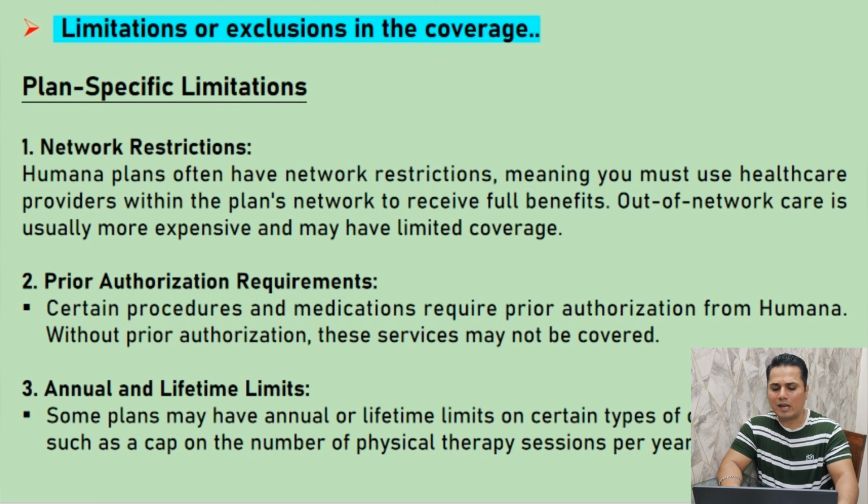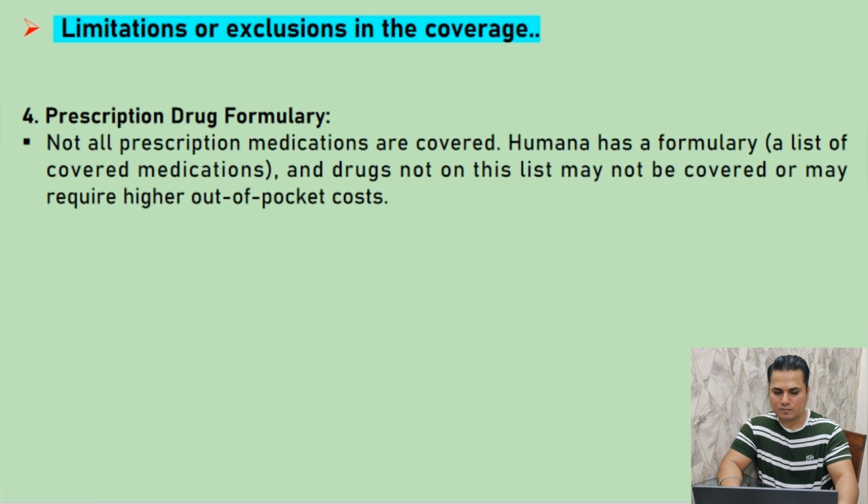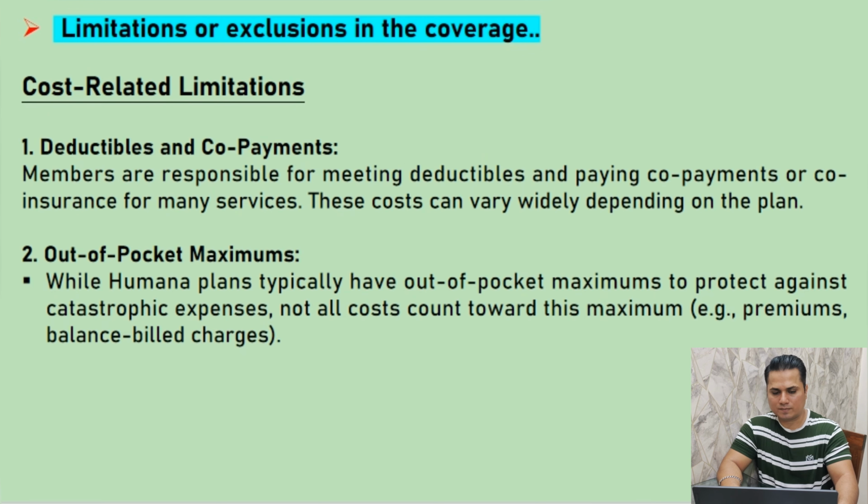Number three, annual and lifetime limits. Some plans may have annual or lifetime limits on certain types of care or services, such as a cap on the number of physical therapy sessions per year. Number four, prescription drug formulary. Not all prescription medications are covered. Humana has a formulary, a list of covered medications, and drugs not on this list may not be covered or may require higher out-of-pocket costs.